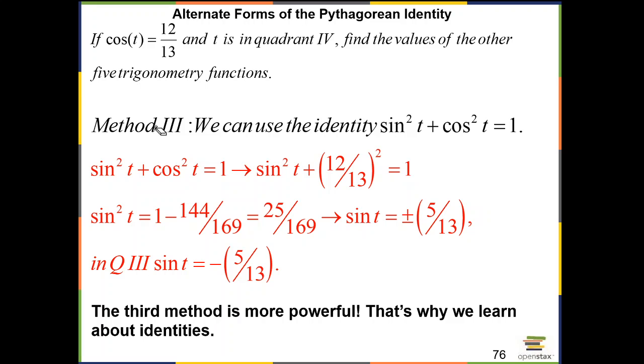And of course, the third method is to forget about drawing anything and just use identities. Sine squared plus cosine squared is 1, so sine squared equals that, and sine is plus or minus that. How do we know which one to pick? Well, you have to pick the negative, because we know in the fourth quadrant, sine is negative. So we pick the negative, and we are done. So the third method is more powerful, and that's why we are learning identities.